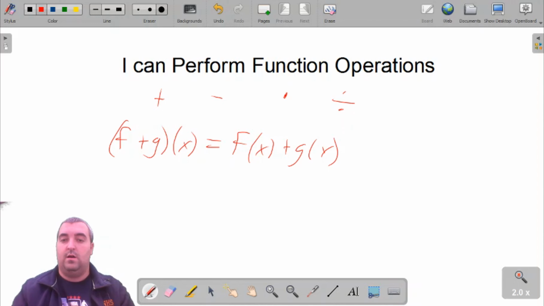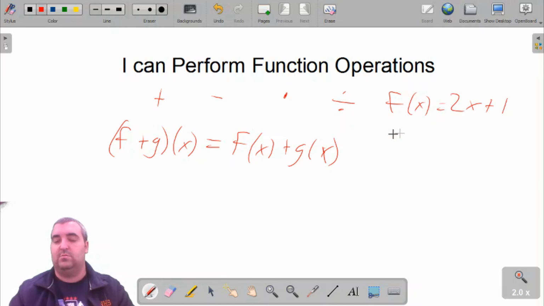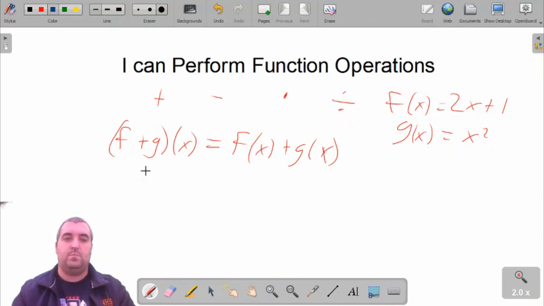Okay. So just for sake of example, we're going to say f of x equals 2x plus 1, and this will be true for all of the ones we do today, and g of x equals, let's say, nice simple quadratic x squared. So f plus g of x would equal 2x plus 1 plus x squared, and you can simplify that if you wanted to, or write it in standard form, but that's our answer.